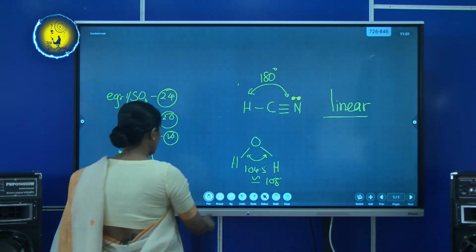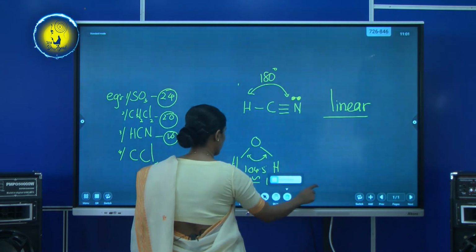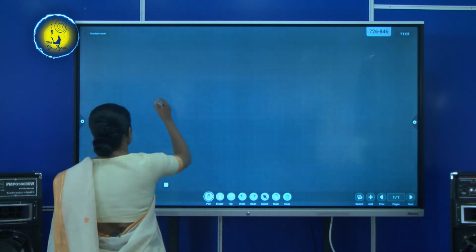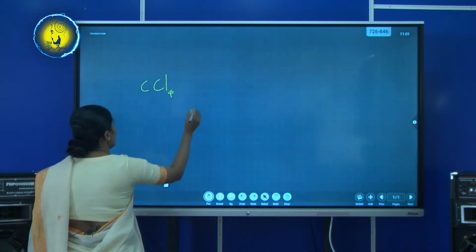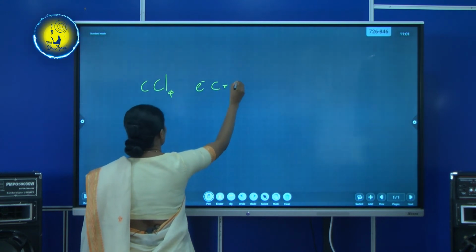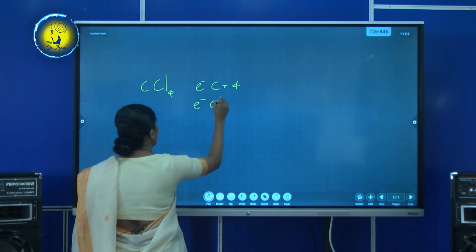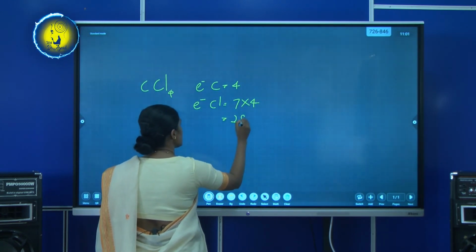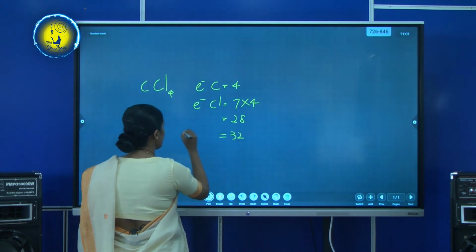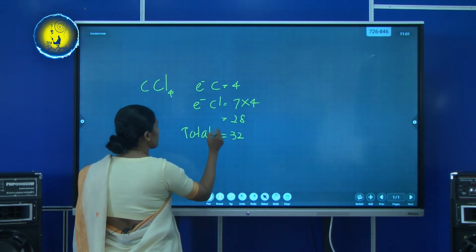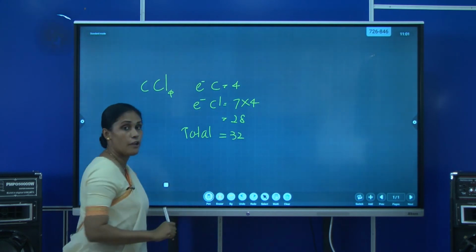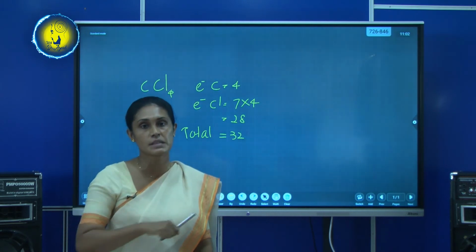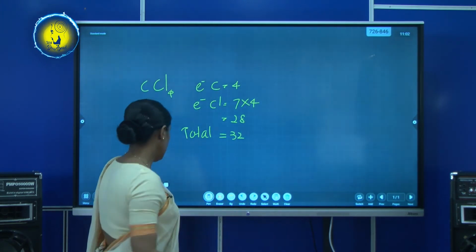Right? Let's go to the last example, that is tetrachloromethane, CCl4. Okay, electrons from carbon 4, electrons from chlorine 7, but there are 4 atoms, therefore we will get 28. Finally you will get the answer. The total is 32. 28, 30, 32. So if you have drawn the right diagram, finally you will notice there are 32 electrons in the complete diagram. Fine.